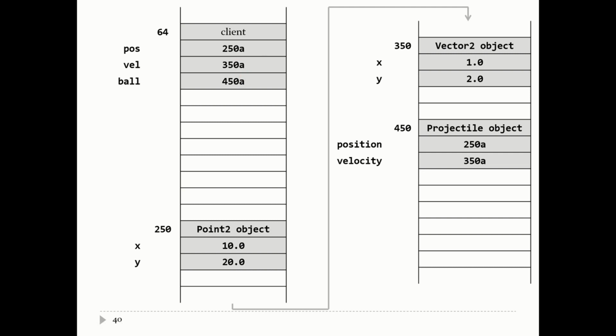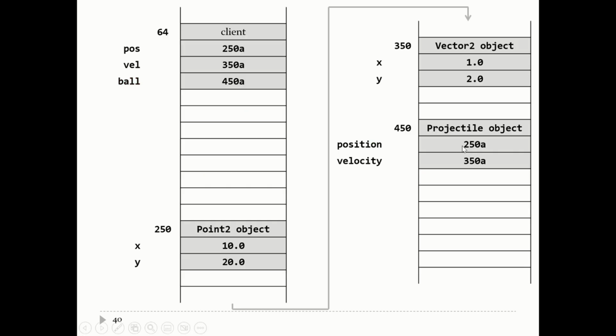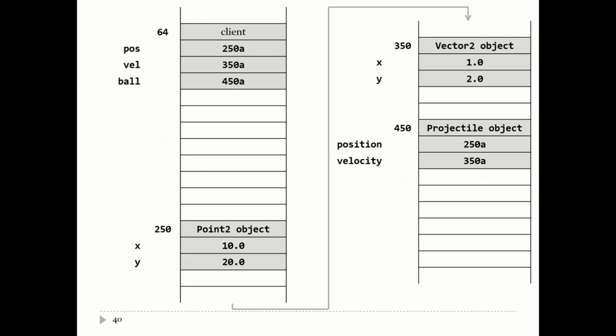The caller has a reference to that vector object, and the projectile has a reference to that vector object. So no one has sole ownership over that vector object. The caller has a reference to the projectile object. So if we ask the ball, what is your position? Then the ball simply returns a reference to that object right here. Is that reference the exact same object as the caller's object? The answer is yes. They're both that one object that's right there.